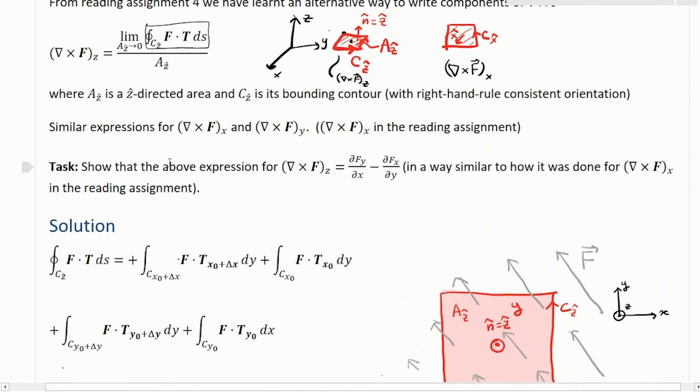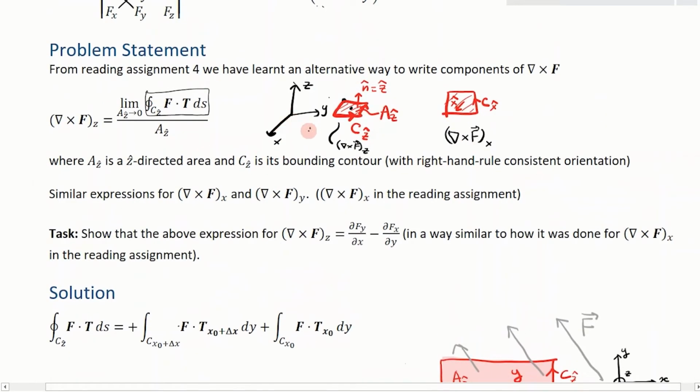Now, to solve this problem, first let's assume that we're looking for curl at some point x naught, y naught, z naught. I'm doing this just so it's easier to write things out. Now this point, you can place it either at the center of the contour, so the point ends up in the center. That's what I originally drew, but to be consistent with the reading assignment, I'm actually just going to place the contour in such a way that the point is in the corner.